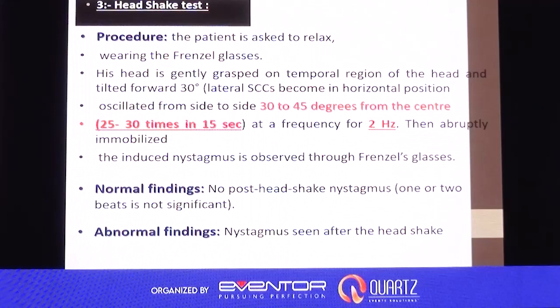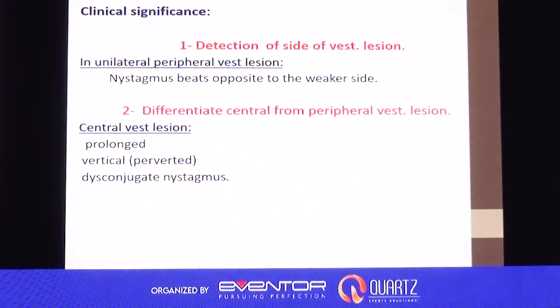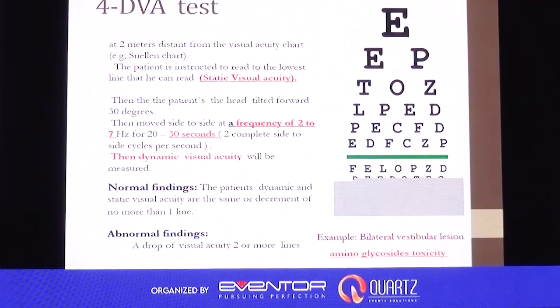Normal finding, no post-head shaking nystagmus, or 1 or 2 beats, but abnormally I find post-head shaking nystagmus. The clinical significance of post-head shaking nystagmus is detection of the side of the vestibular lesion. As in unilateral peripheral vestibular lesion, the nystagmus beats opposite to the weaker side, and it differentiates central from peripheral vestibular lesion. In central vestibular lesion, the post-head shaking nystagmus may be prolonged, vertical, what's known as perverted, or disconjugate nystagmus.